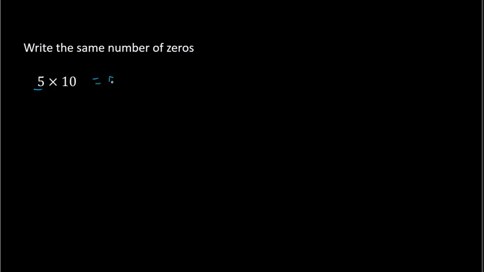and then you see you're multiplying by 1 with 1 zero, so just put 1 zero at the end. So your answer would be 50. Whereas 5 times 100, you take the 5, and then here we see we're multiplying by a 1 with 2 zeros. So we just add 2 zeros at the end of the number 5. So the answer for this one would be 500.